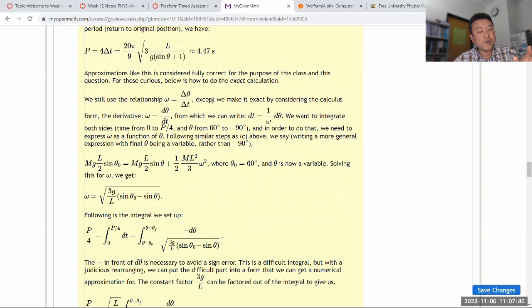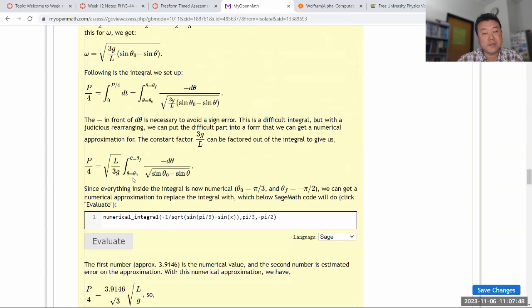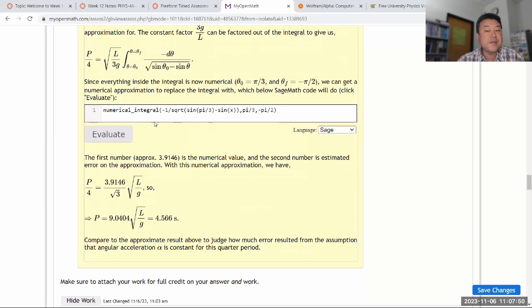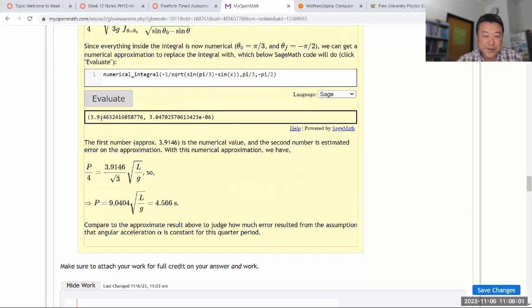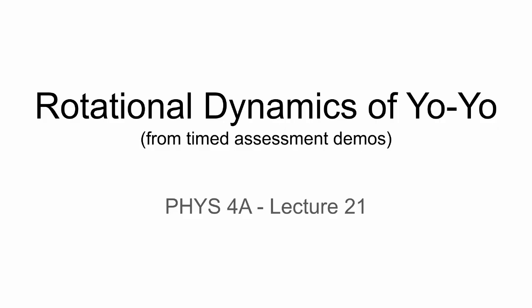And to do it exactly, the answer key does it with this Sage math code. And it's actually pretty close. It's not too far, approximately 3.9. And this is imaginary, I think. 3.915, so it's within what, 20% of the approximate value.